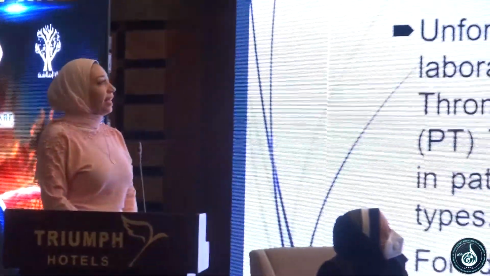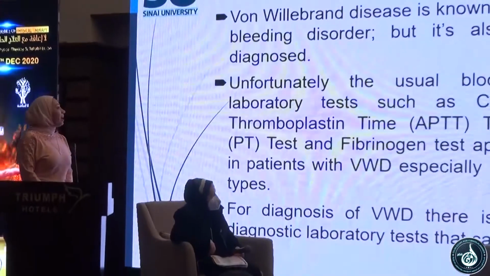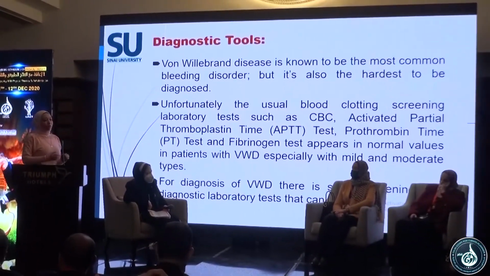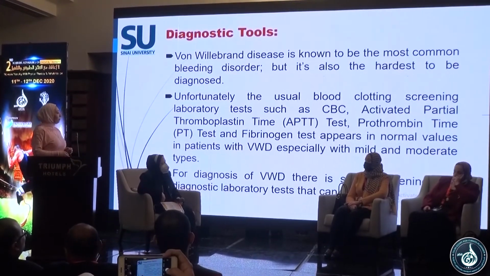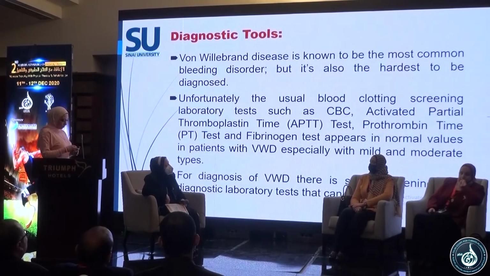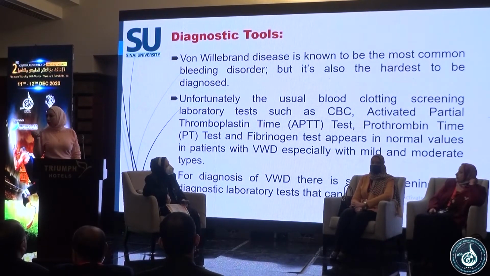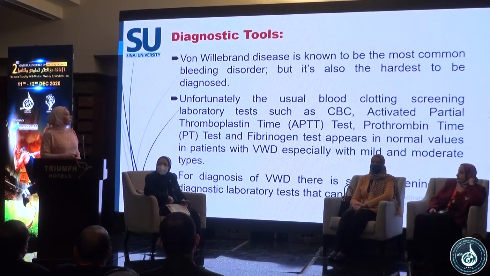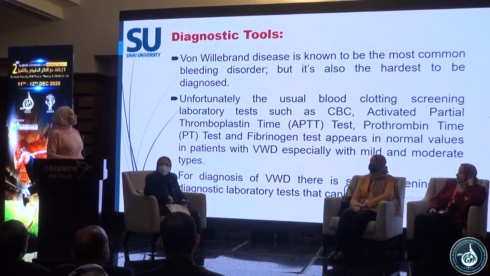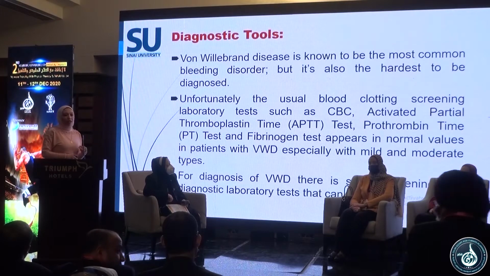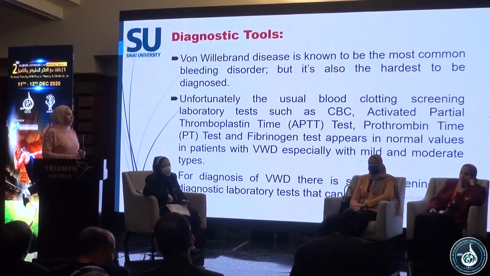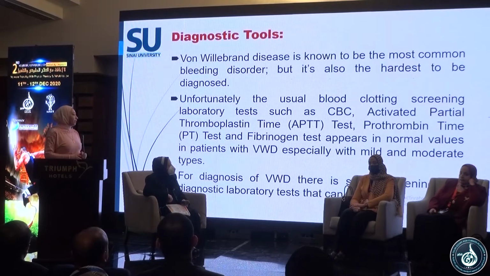Von Willebrand disease is known to be the most common, as we said, and it's the hardest to be diagnosed. Why? Because laboratory tests such as CBC, activated partial thromboplastin time, prothrombin time, and fibrinogen tests always appear at normal levels when tested, so von Willebrand is not easily diagnosed.